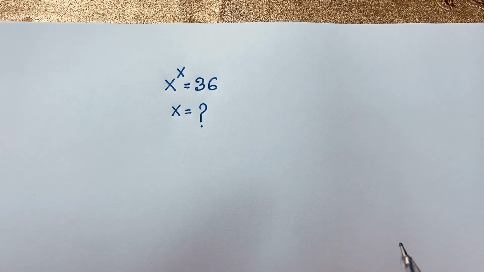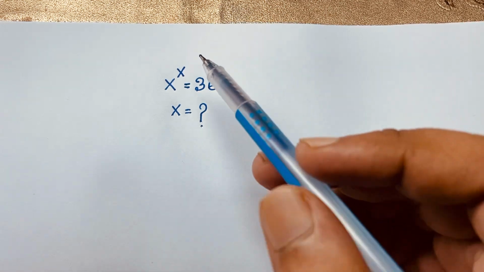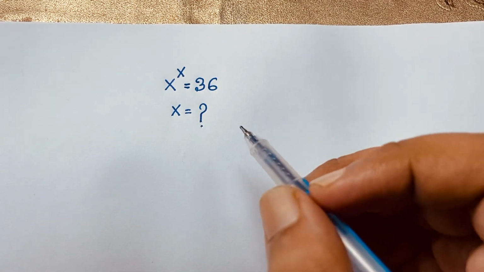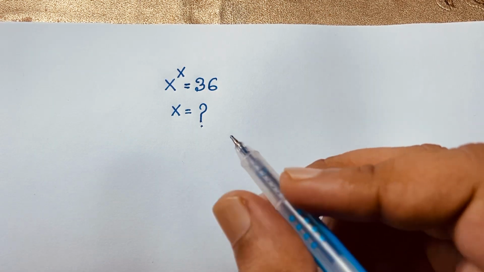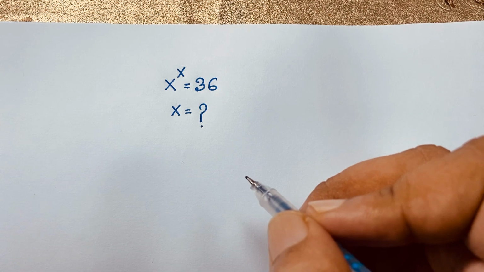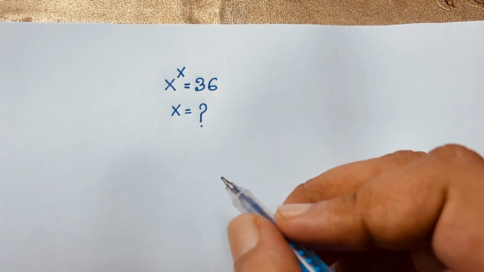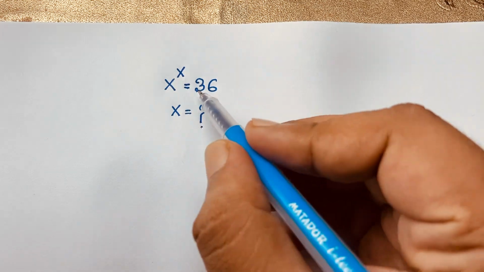Today we will solve an interesting exponential math problem. x to the power x is equal to 36, x is equal to what? How to solve this interesting math problem? So I solved this question with an easy method. So x to the power x is equal to 36.